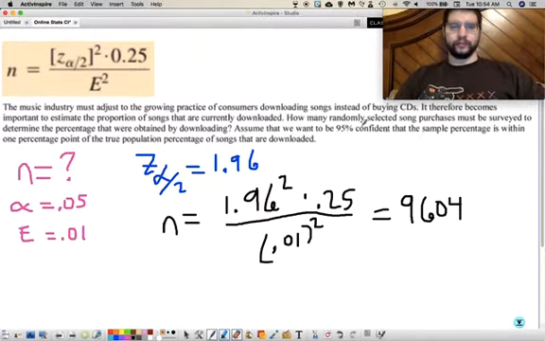So if we get 9,604 songs and look and see how they were downloaded, that'll tell us what proportion are being downloaded versus bought on CD, or 8-track for that matter, how old this book is.